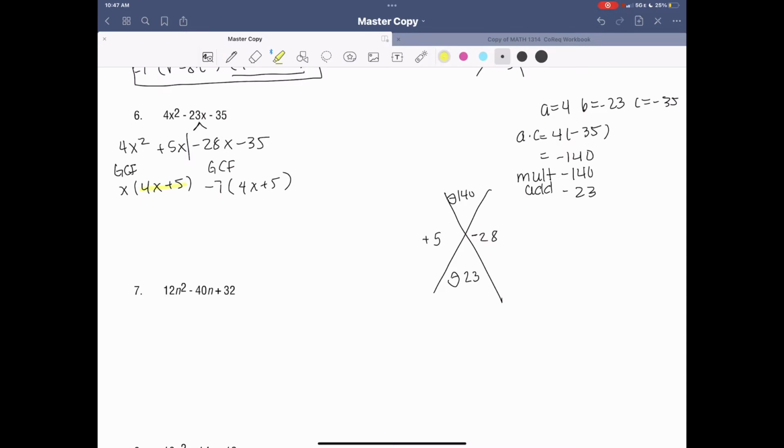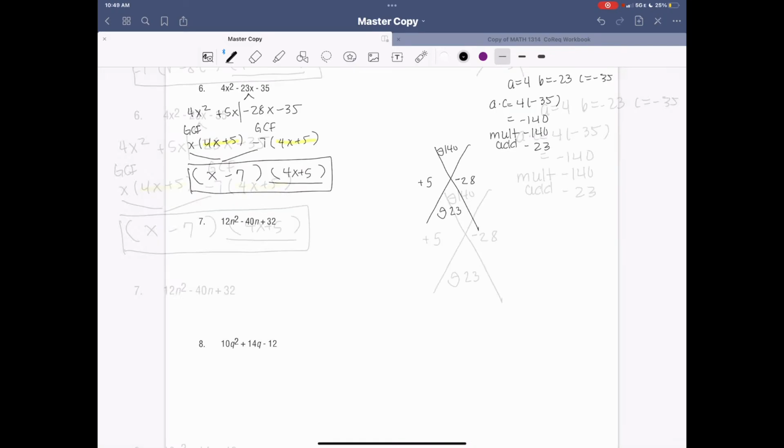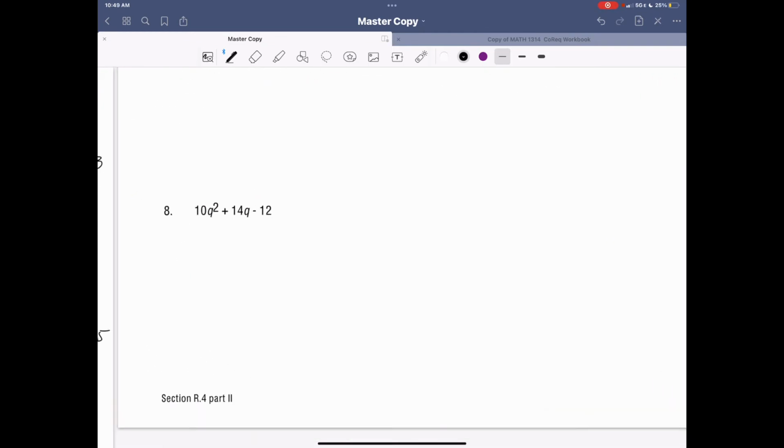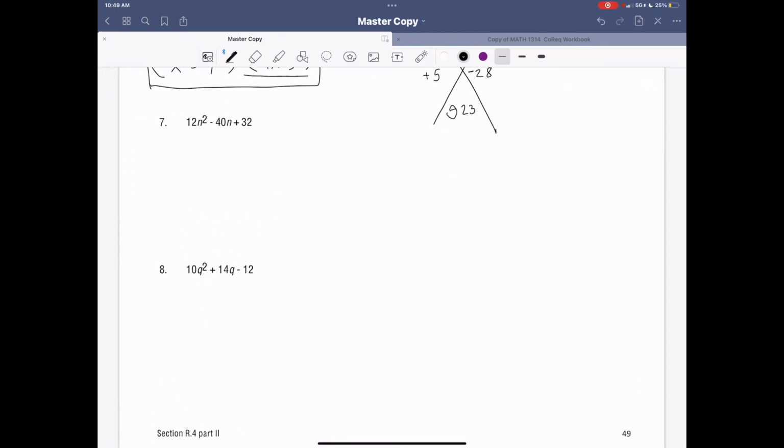Okay, so these two match. I bring my GCF groups down together. So that's one group, and then whatever's in yellow is a second group. But remember, they have to match. And this is my solution for 7. And let's go to number 8. So 7 and 8, it's kind of the same concept.